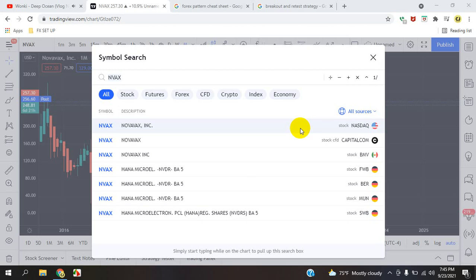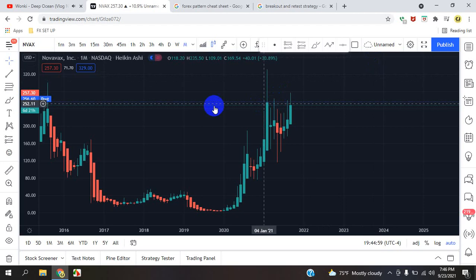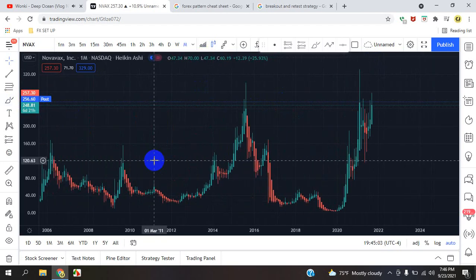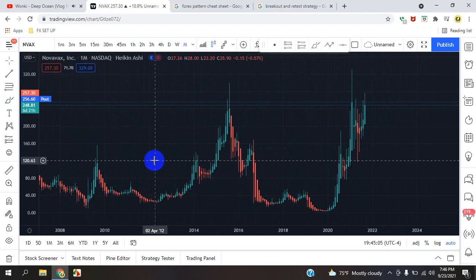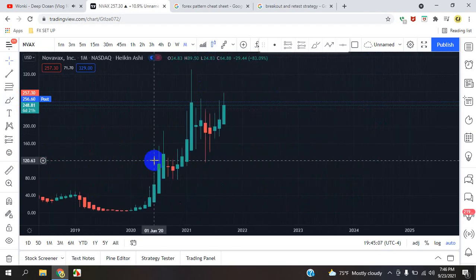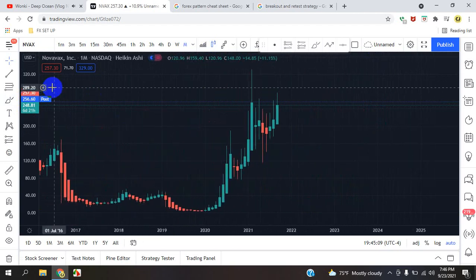Pick up for business. Okay, guys, we are marking up Nvax stock. Let's see what's going on in the market. Head over to price action. We are on a monthly time frame. Take a look at what's going on at near price.